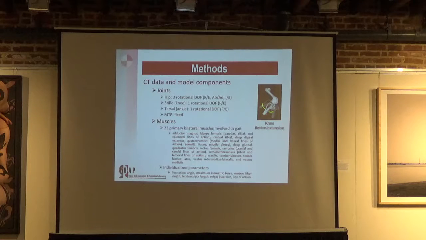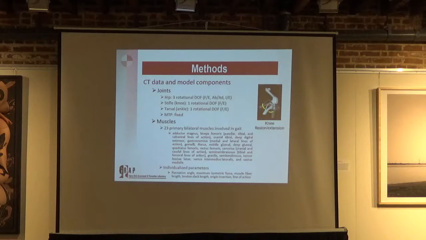Some other components were the joints. So we've got the hip, stifle, tarsal, MTP or metatarsophalangeal joint. And then each of these joints were defined to allow for different degrees of freedom. So the hip was allowed 3 rotational degrees of freedom: flexion, extension, adduction, abduction, and internal external rotation. Stifle and tarsal joints, or the knee and ankle, were modeled as single degree of freedom rotational joints, allowing flexion and extension, as we can see on the image on the right. And then the MTP joint was fixed.